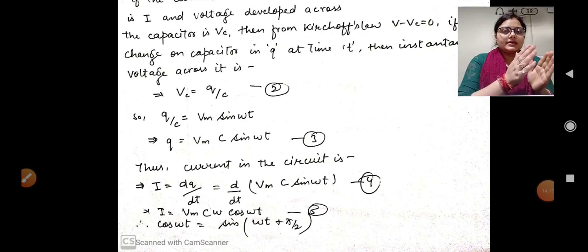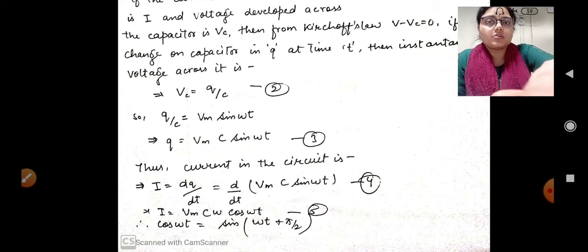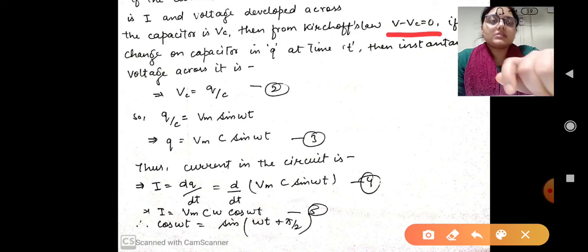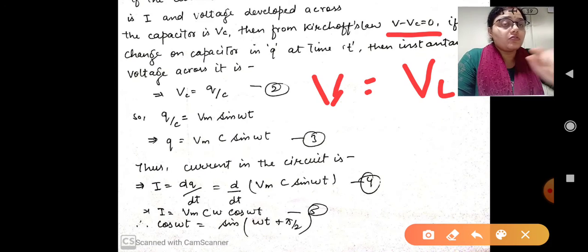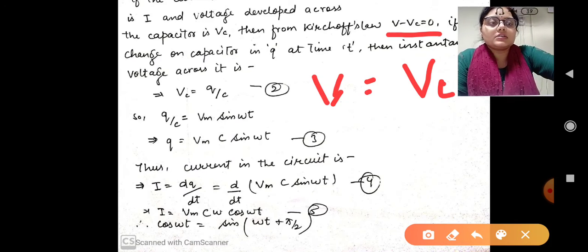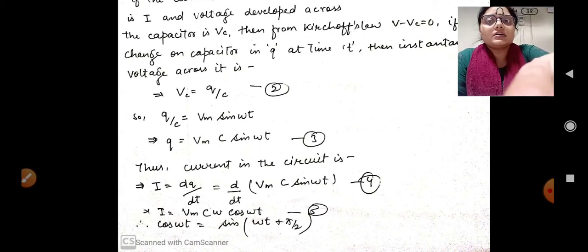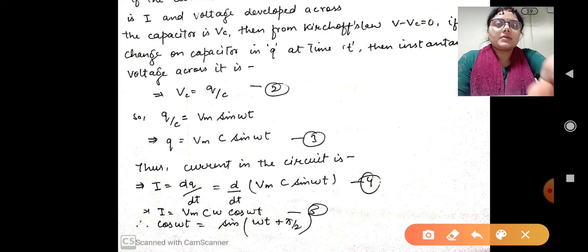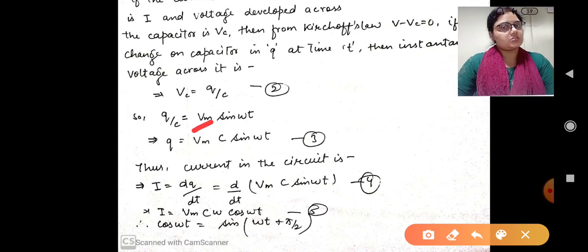So we have to equate equation number 1 and equation number 2, because from Kirchhoff's law V minus Vc is equal to 0, it means V is equal to Vc. The value of V is Vm sin omega t, and Vc is equal to Q upon C. Then we put the values: Q upon C is equal to Vm sin omega t. So from here, multiplying by C, Q is equal to Vm C sin omega t. This is equation number 3.